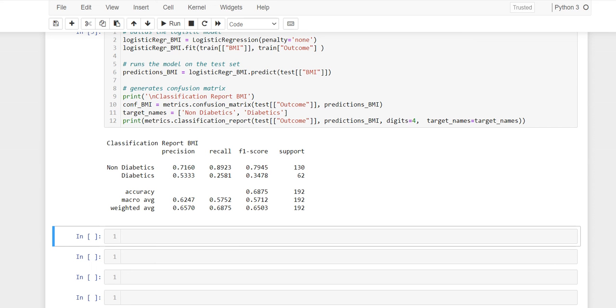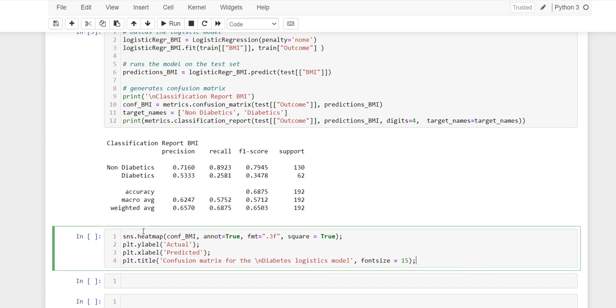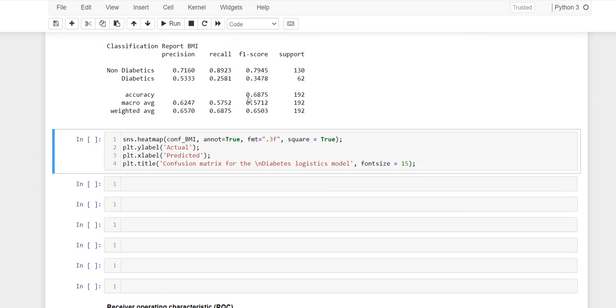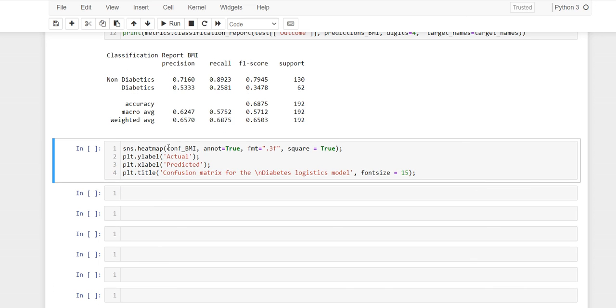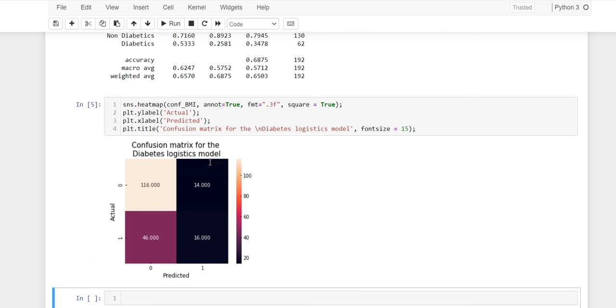Now, naturally, you're going to ask, well, where's that 2 by 2 confusion matrix of true positives, true negatives, false positives? Not to worry. There is a way to generate it. How? With a heat map. So I'm going to go ahead and copy and paste some code. Scroll down a little bit. And I'm going to plot my 2 by 2 confusion matrix. And voila.